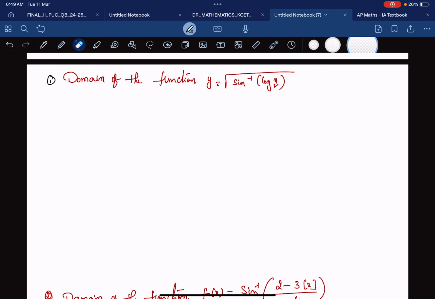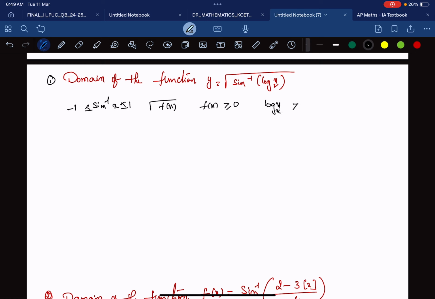So we know that the domain of sine inverse of x lies between minus 1 and 1. So sine inverse of x lies between minus 1 comma 1. Under root f of x is always greater than or equal to 0. For the log x function, x is greater than 0. So from this information you can find that the under root function is greater than 0.